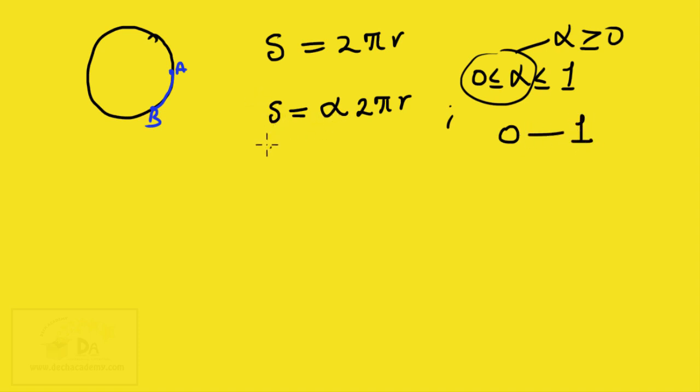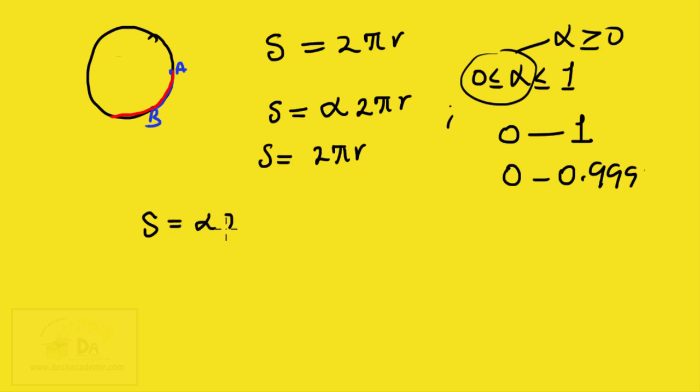Now, when alpha is 1, s is equal to 2 pi r. When alpha is 1, we have a complete circle. But when alpha is less than 1, so when alpha is between, say, 0 and 0.99999, you don't have a complete circle, you just have an arc. So you have something like what we have from A to B, or something like this, or this, or this, but not a complete circle. So the length of an arc is equal to alpha times 2 pi r, where this alpha is theta over 360.